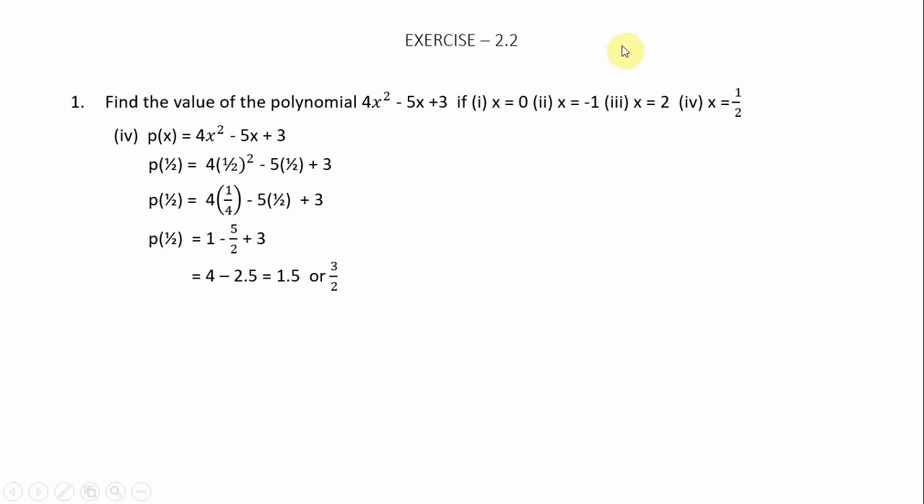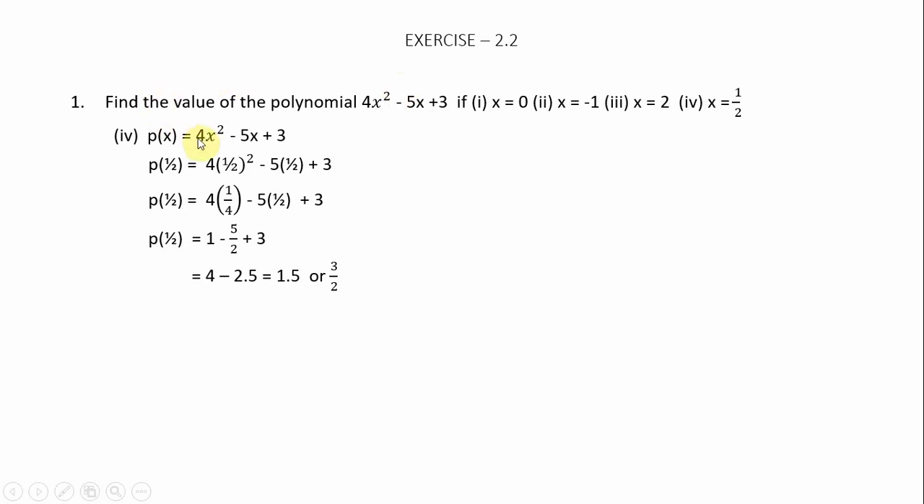X is equal to minus 1 means what you need to do here. P of x, first we'll write P of minus 1. So 4 into minus 1 whole square, whatever value is given, you are going to write it. Minus 1 into minus 1 will be equal to plus 1, right? So as such, you need to complete it. That is why, when they are given directly the integers, I did not do it. When it was given as a rational number, then I have shown.